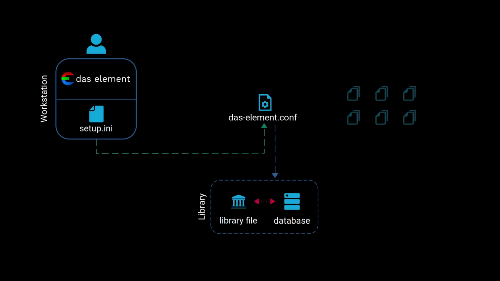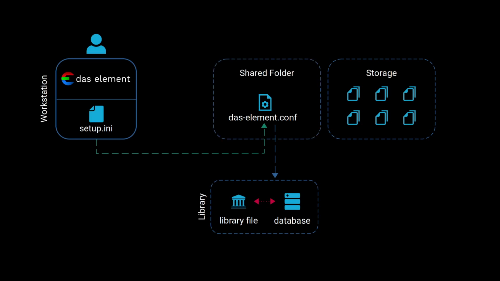Alright, all we are missing now are the actual elements. In most cases, these will be located on some kind of storage. You can have the elements locally if you are a single user. Or if you are a company, the files will probably be on a network storage. In this case, the best practice is to have the global config in a shared folder that all the artists have access to.